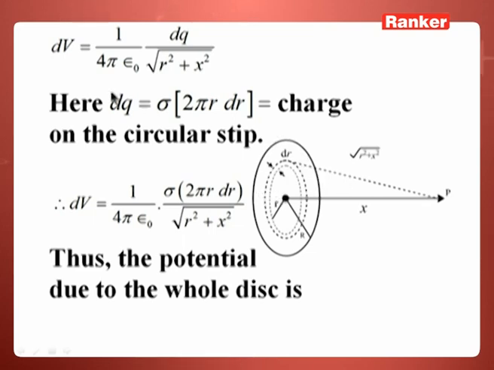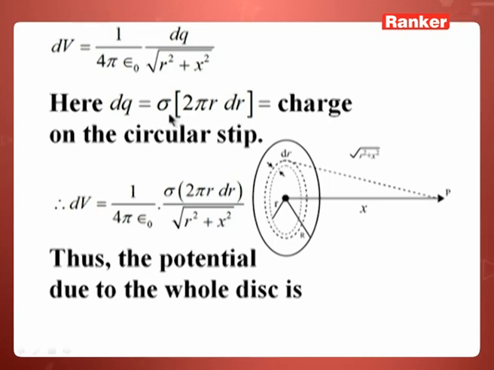Let us now calculate the potential at that point P due to this element of thickness dr. dV is equal to 1 by 4 pi epsilon naught dq by root over r square plus x square. This formula gives us the potential at the point P due to the circular ring of small radius r with respect to the point P. Here dq is sigma into 2 pi r into dr.